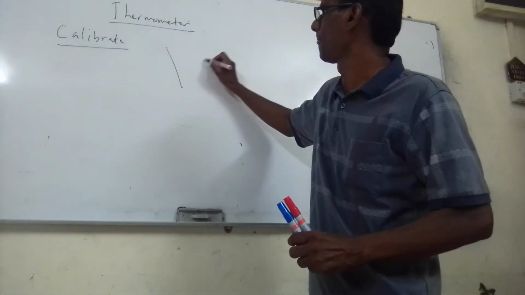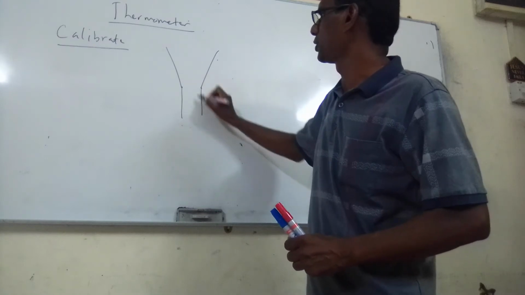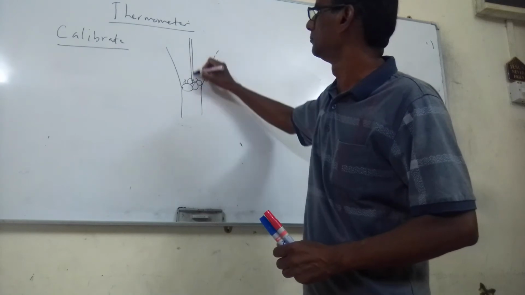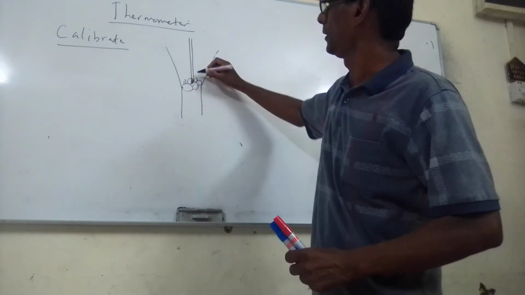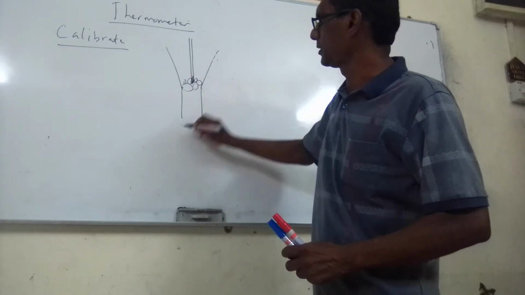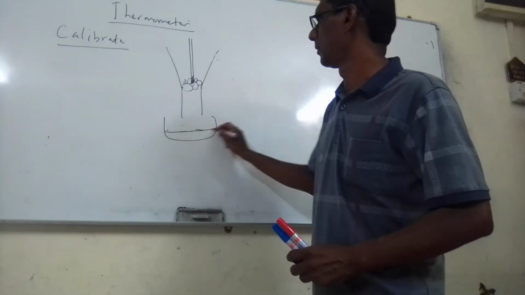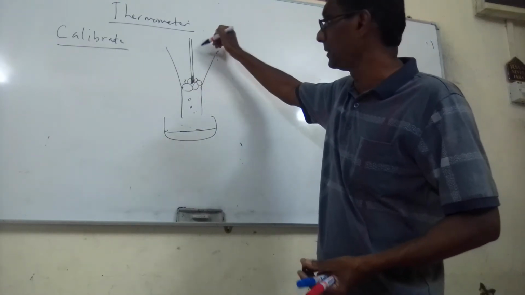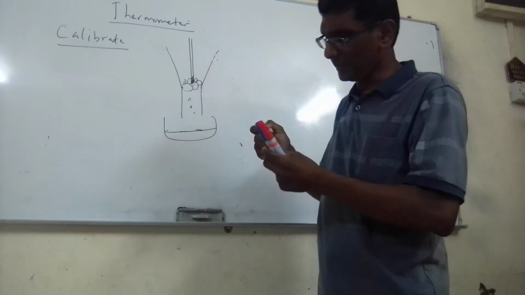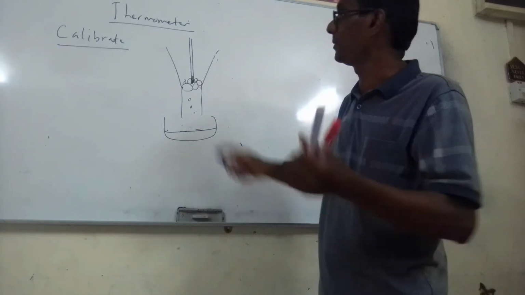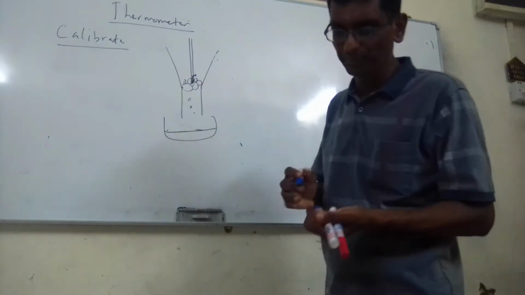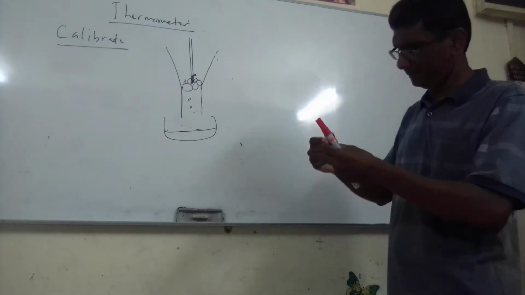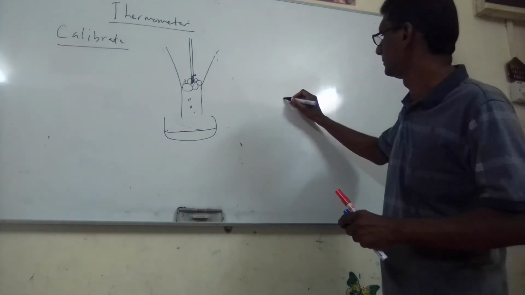We put the thermometer in ice cubes. The temperature of ice cubes must be 0, so we mark the 0 point. And at the same time we are going to learn about the round bottom flask.